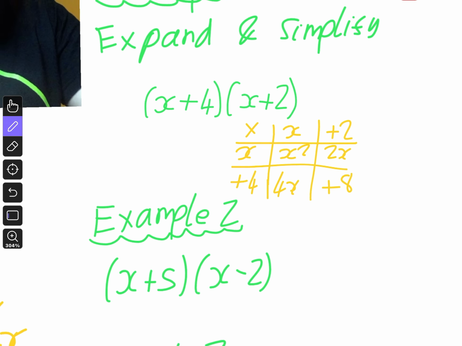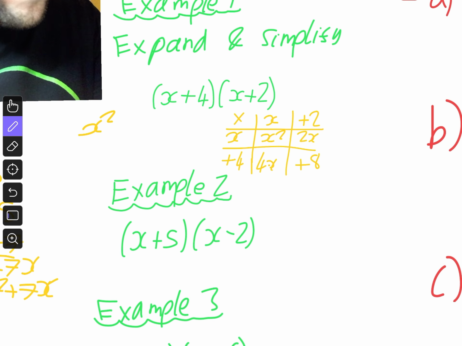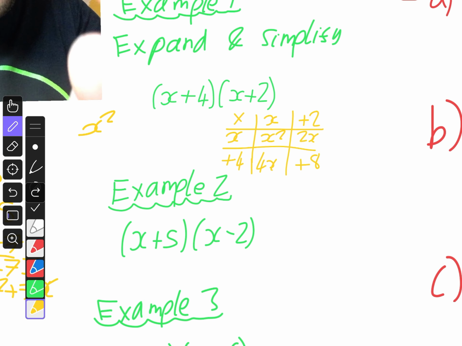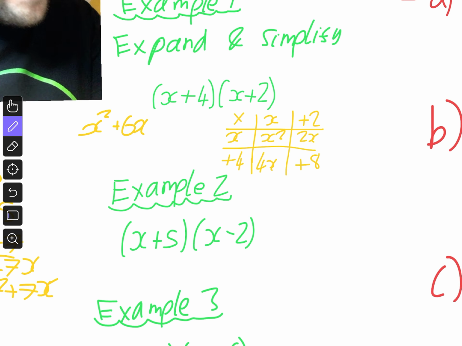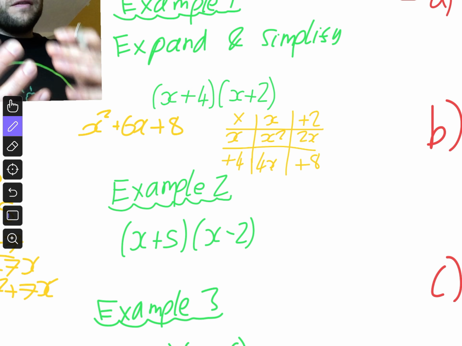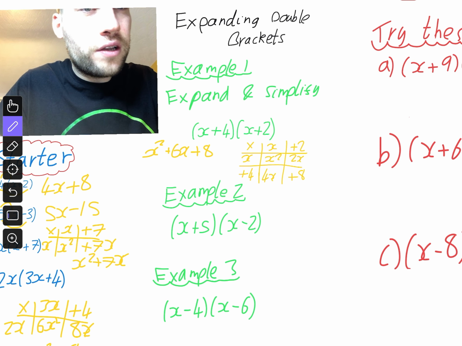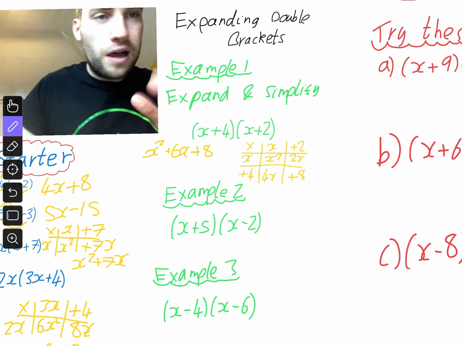Now when you put it all together, it's basically x squared, and then 4x add 2x. 4x add 2x equals 6x, and then you plus 8 on the end. And that is it. In an exam, if you at least got some of those questions, so you got x squared, and you got another term, that can get you a mark. So that's why it's important, just to be able to do some parts of it.